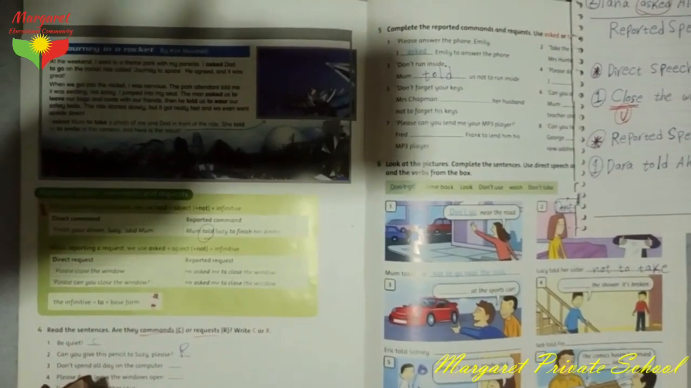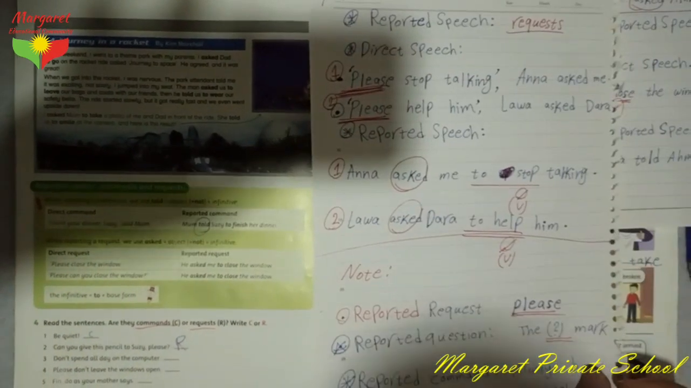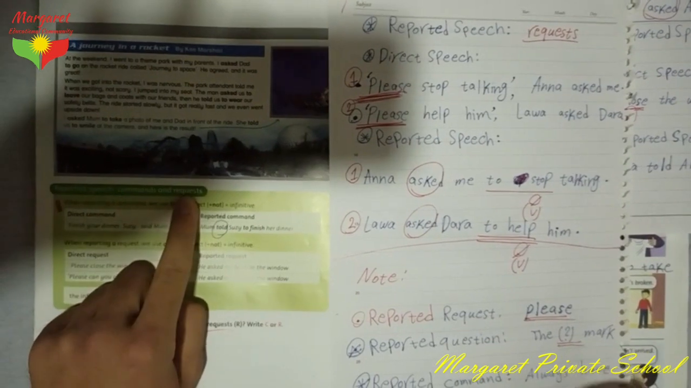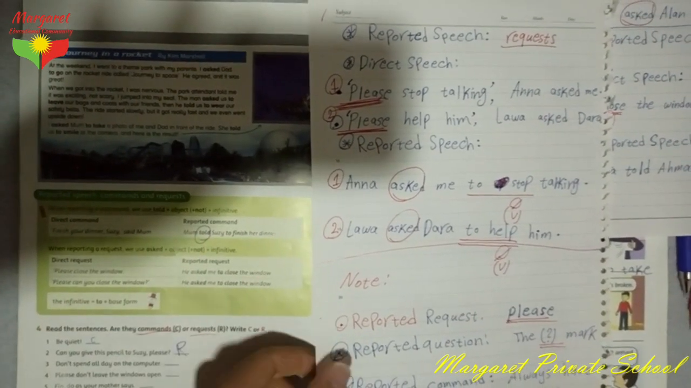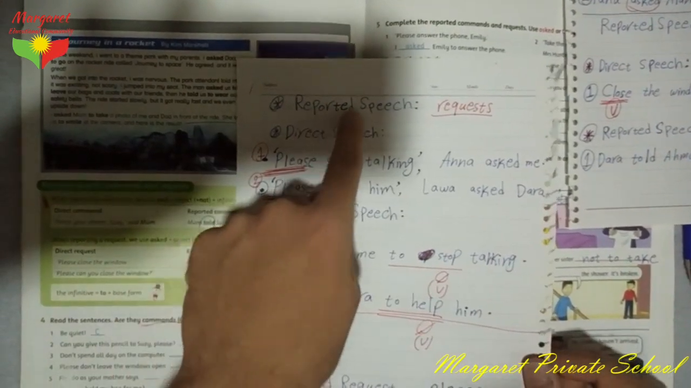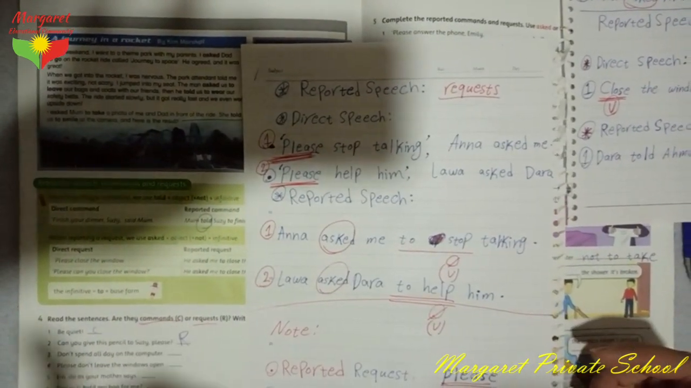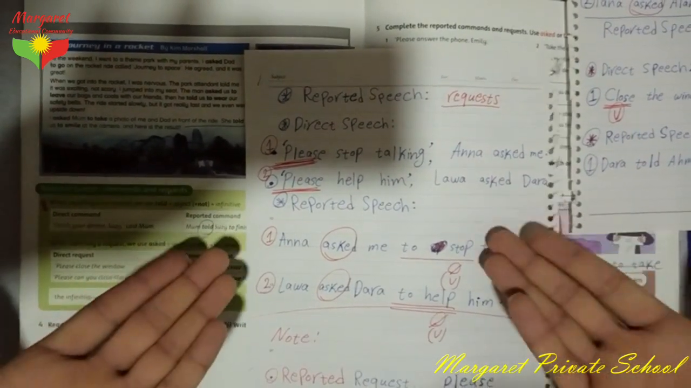Guys, we have another type of reported speech, which is requests. Reported speech requests. And the thing is, guys, how do you recognize this one?